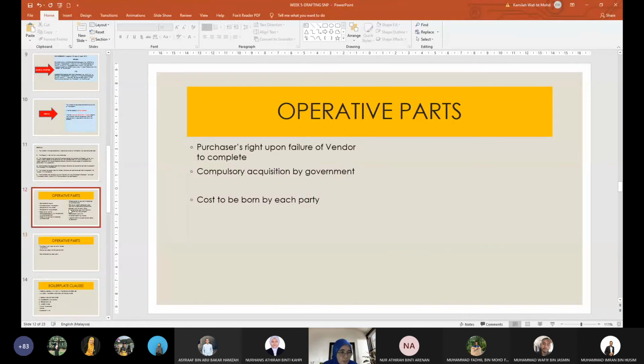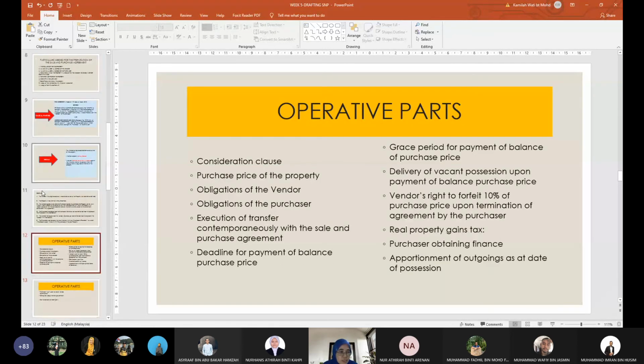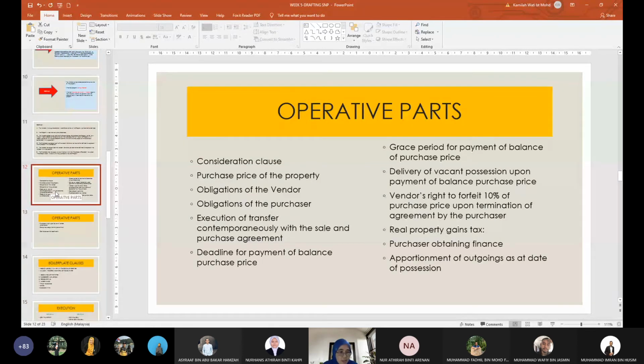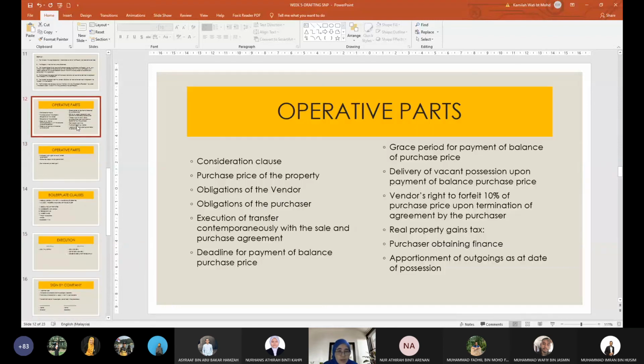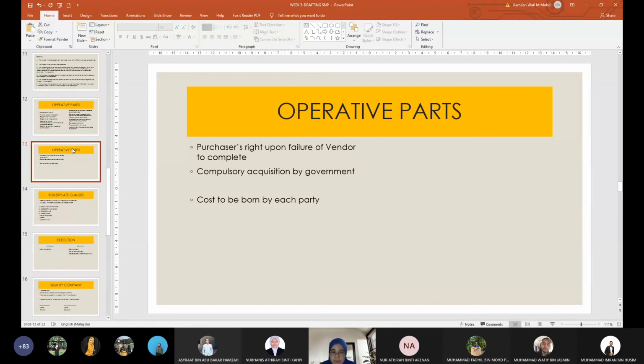So now kita tengok pula operative parts. Operative parts ni yang tadi kita kata ada dua: matters agreed dengan boilerplate clause. Operative parts ni ialah semua clause-clause yang penting berhubung dengan the transaction. Consideration, purchase price, obligations of the vendor, executions of the transfer, semua grace period, semua ni operative parts of the SPA. So yang lain-lain juga, semuanya terma-terma penting kepada perjanjian tersebut.